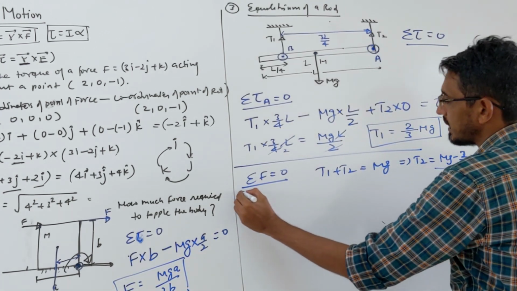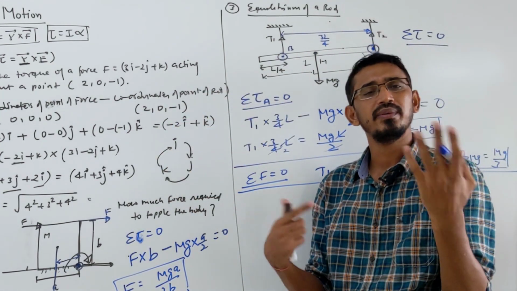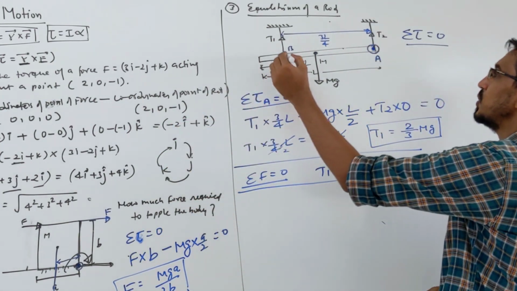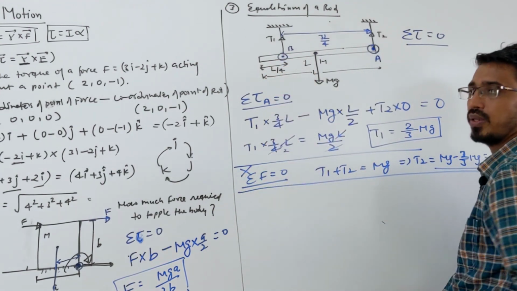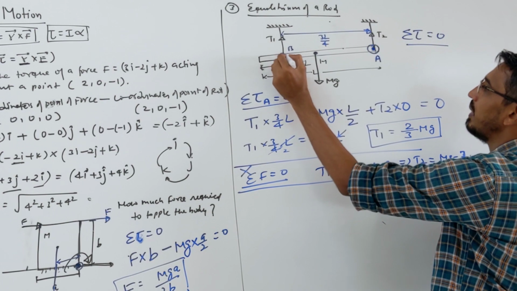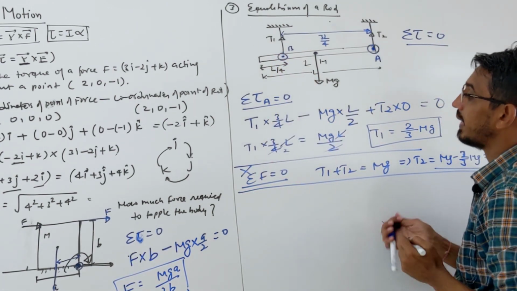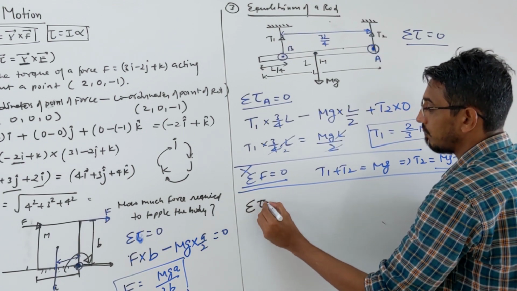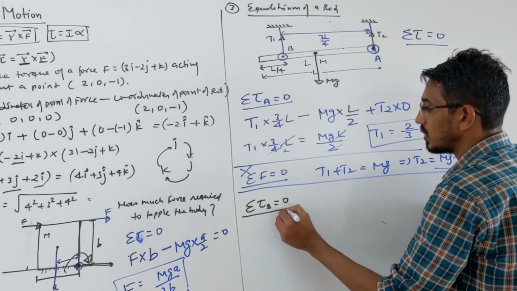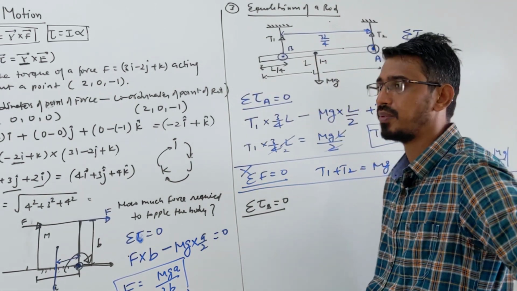But what I am saying is that you can write torque any number of times. Suppose you don't want to use this rule, you want to find it again using torque. So let's take point B. At point B the net torque should be 0. At every point the torque will be 0 when it is under rotational equilibrium.